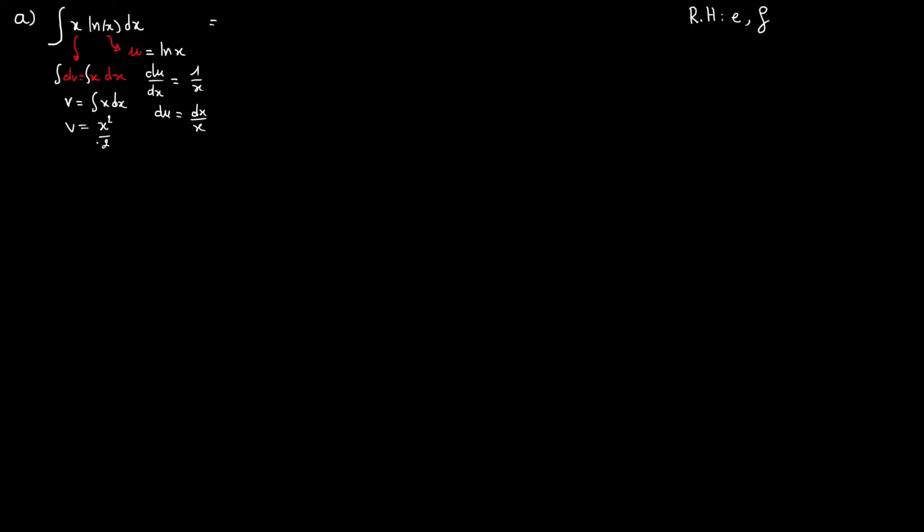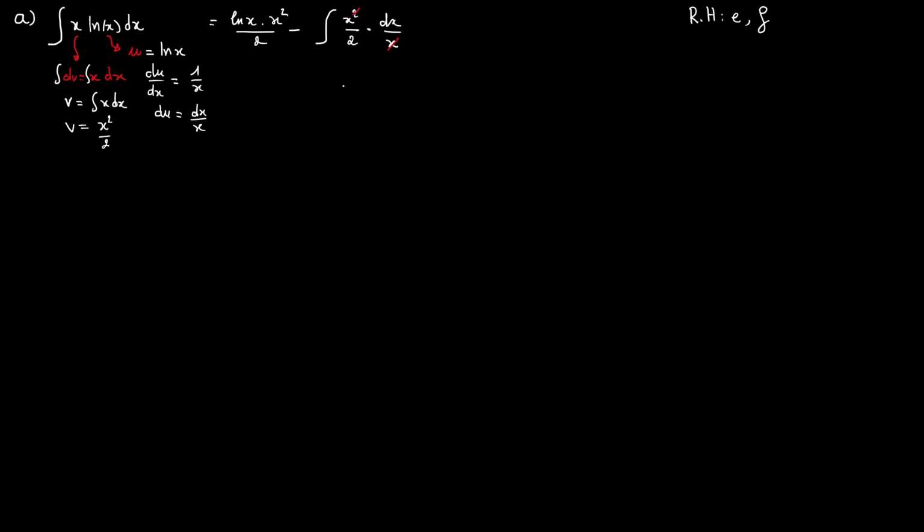Okay, let's fill all of this into the formula. So first we get u times v, so we get ln x times x squared, all of that over 2. And then we say minus the integral of v, x squared over 2, times dx over x. And now you see why this made the problem a whole lot easier, right? Because we can cancel these two out.